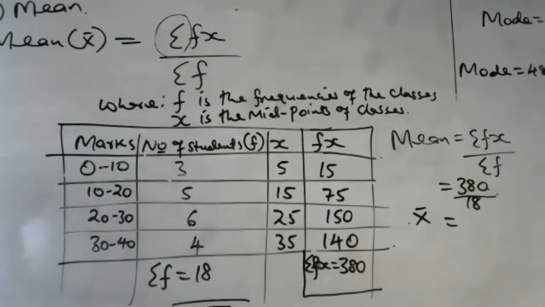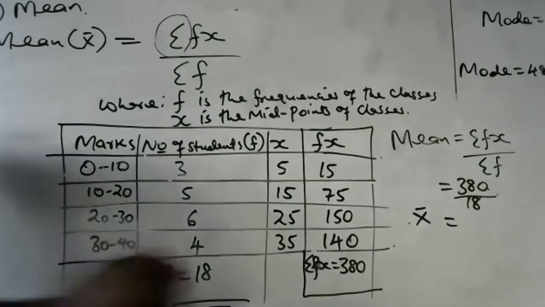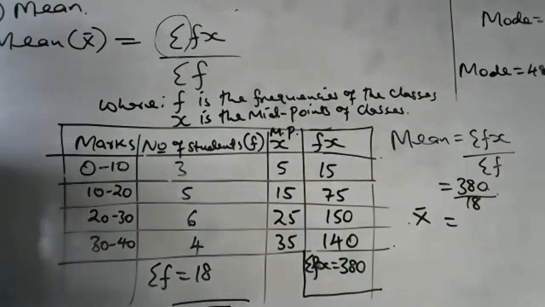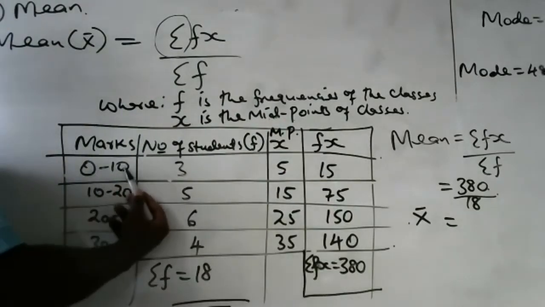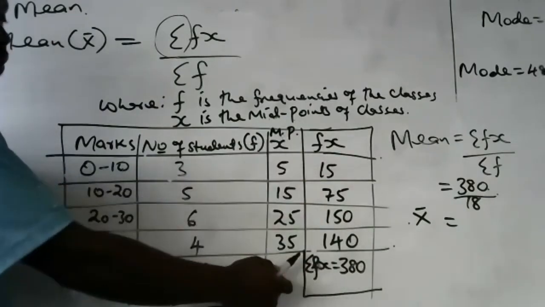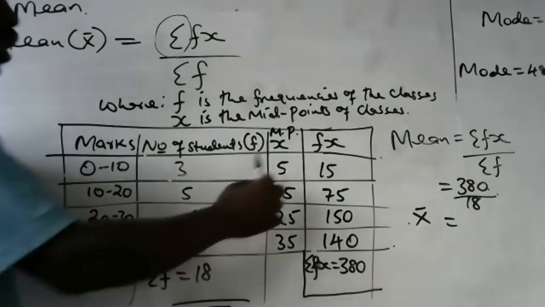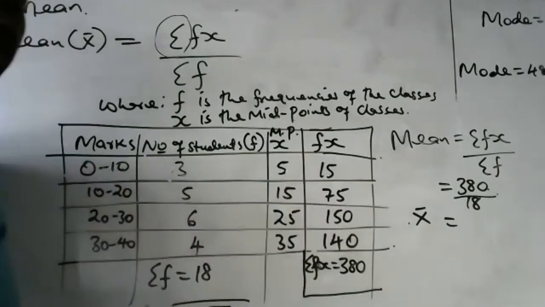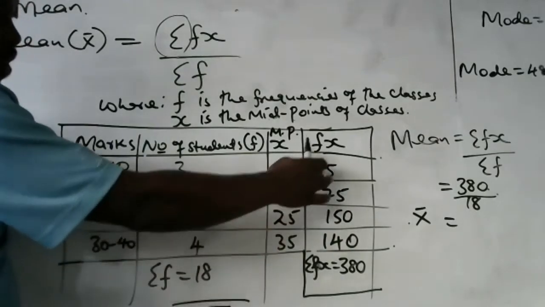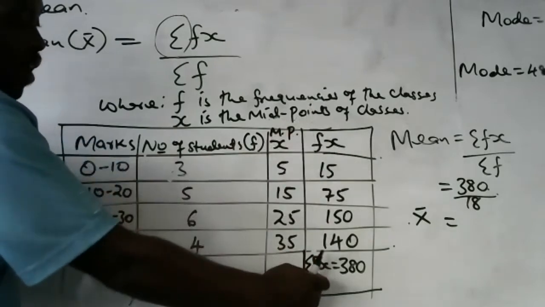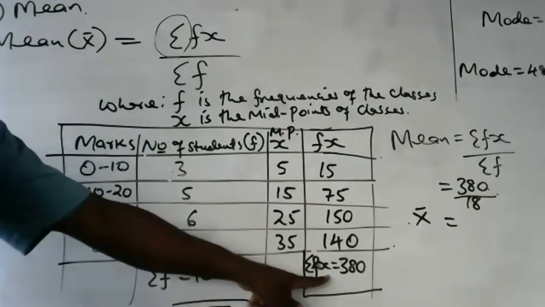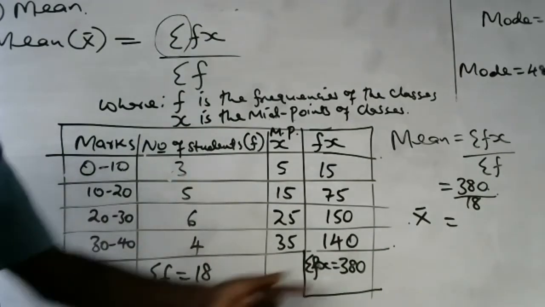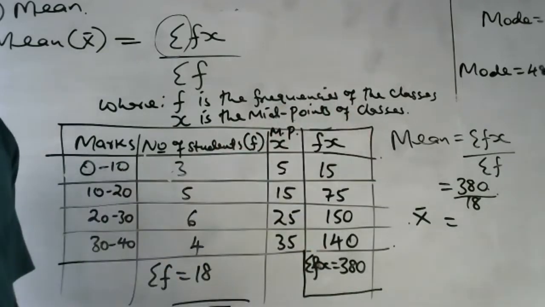Anytime you are told to get the mean of grouped data, your first responsibility is to get the x, which is the midpoint, MP. And how do you get the midpoint? Lower limit plus upper limit divided by 2. You get your x values for each and every class. For each x value, you multiply by its corresponding frequency, you get your fx. If you add all the fx's, you get the sum of fx. If you add the f's, you get the sum of f. Divide the two, get the mean.